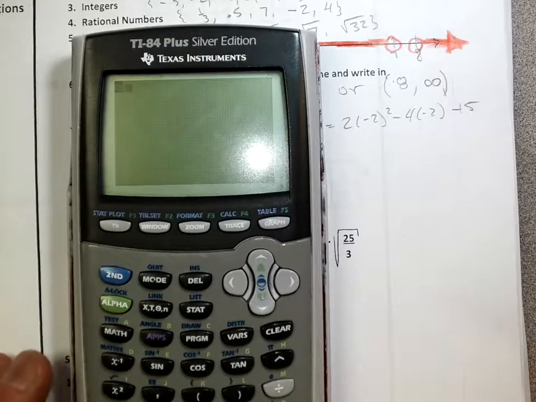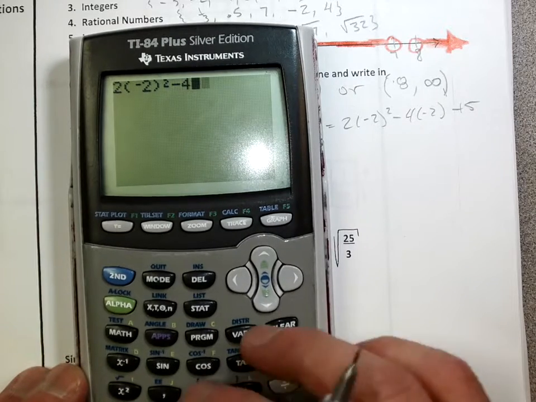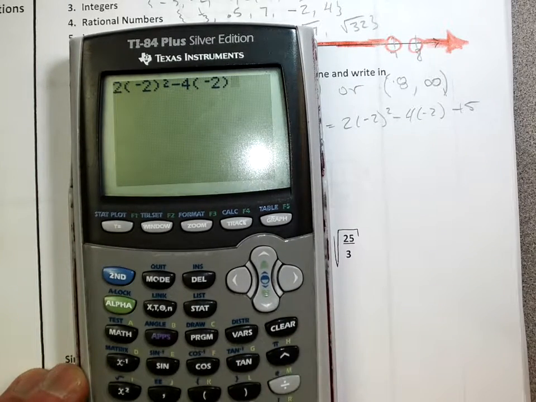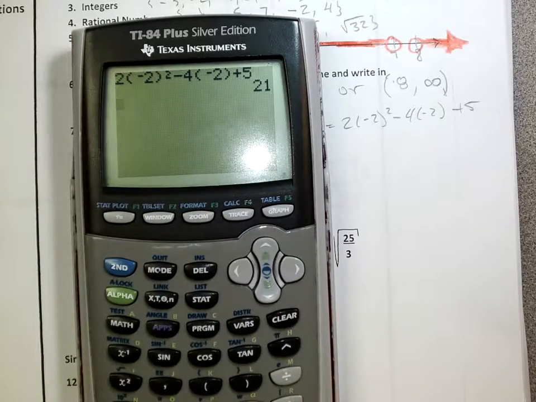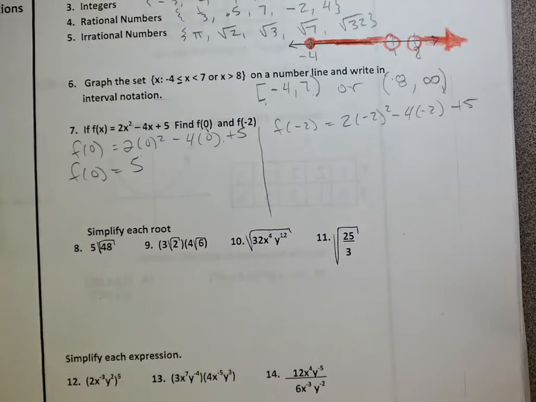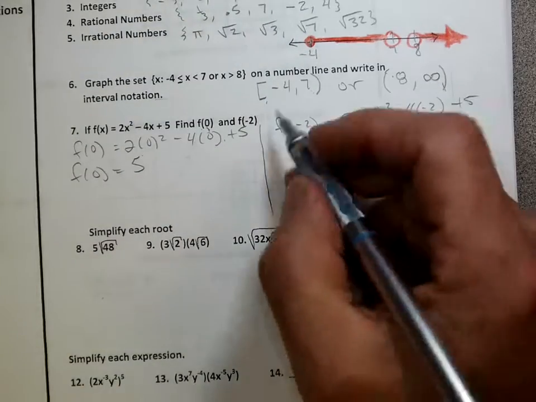I'm just going to go parentheses 2, negative 2 squared, subtract 4 times negative 2 plus 5, right? Just put the whole thing in the calculator. So much easier, right? And then I get an answer of 21, okay? Everybody, that's the best way I think to do it. I know you can plug numbers in, but I usually make mistakes, and I don't want to make mistakes, okay?